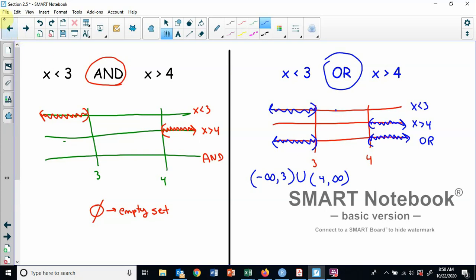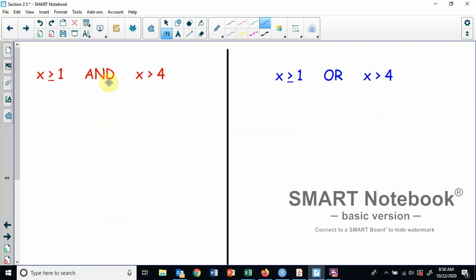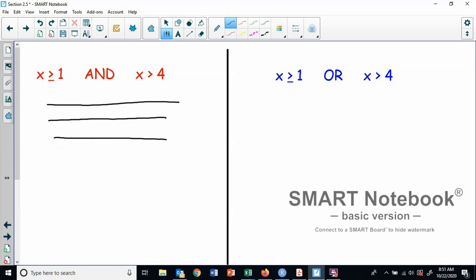Alright, so let's look at one more combination of things that can happen. Once again, same examples, notice the numbers are the same, but one's an AND and one's an OR. If you haven't noticed, I'm giving you every combination of these inequalities that you can have. I had them both pointing in, I had them both pointing out. Now I'm going to have them pointing in the same direction. So let's see, what do I have? A 1 and a 4.